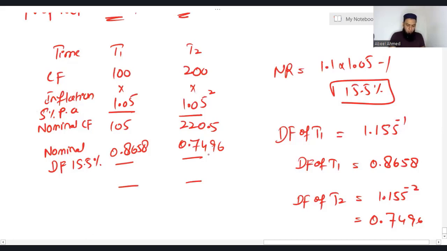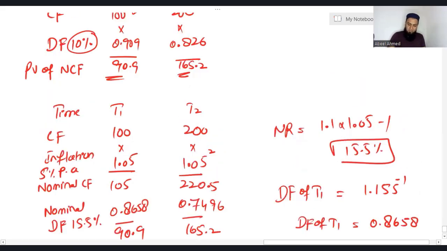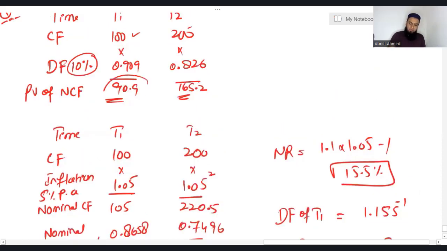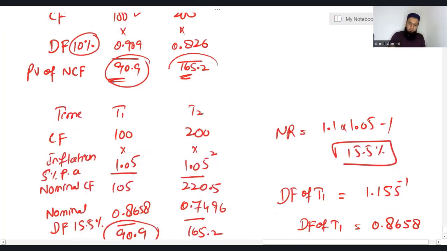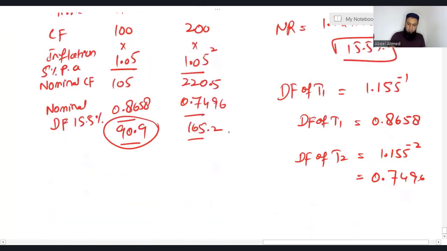105 multiplied by 0.8658. I'm getting 90.9. 220.5 into 0.7496. I'm getting 165.2. Look at this. The present value is 90.9. The same present value is coming here. Present value is 165.2. It is 165.2. A very important concept.